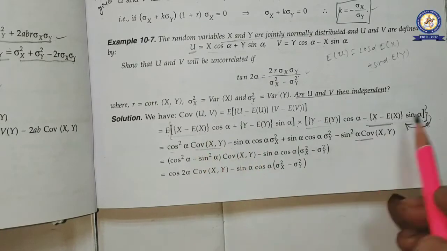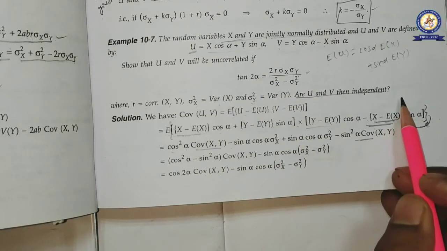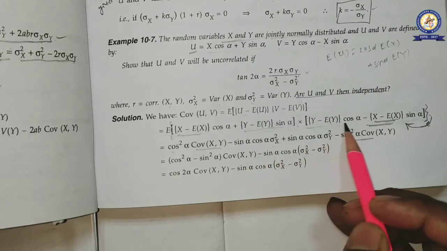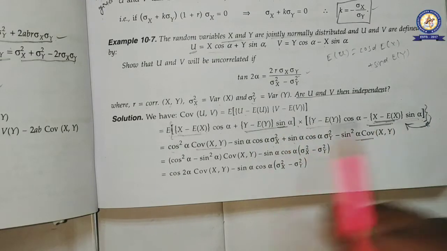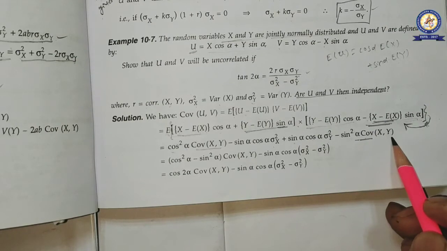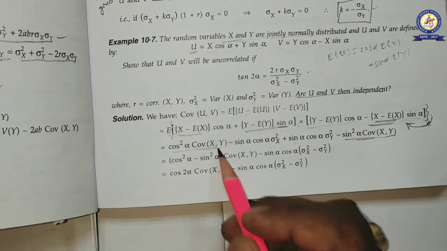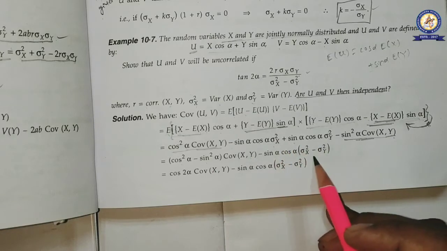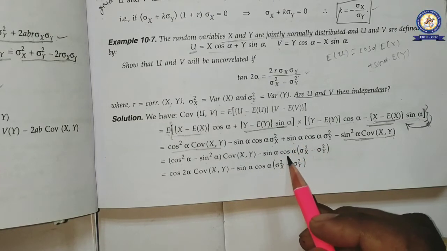So when this term and this term multiply, it will be x minus expectation of x whole square, that means sigma x square. Similarly, when we multiply this one with this one, it will be sin alpha cos alpha sigma y square, and this alpha multiplied with this one, already expectation is there, so we find minus sin square alpha into covariance of xy. Right, so covariance of xy taken common, so cos square alpha minus sin square alpha. Here sigma x square minus sigma y square. If we consider these two terms, we find minus sin alpha into cos alpha into sigma x square minus sigma y square.